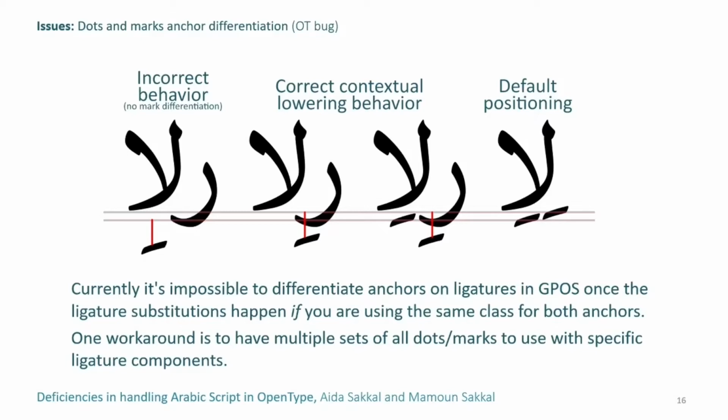So you end up with both cases of a single mark getting lowered the same distance, regardless of which letter it actually belongs to. So one workaround for this is to have multiple sets of all mark type glyphs to be used with specific ligature components. This does work, but as a font scales up in complexity, this too can become quite complicated to manage. As far as I know, this is an actual bug within OpenType.